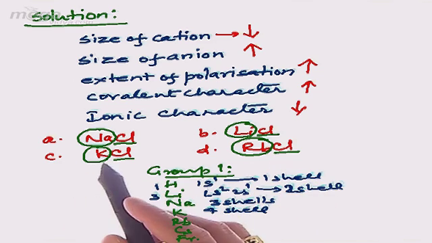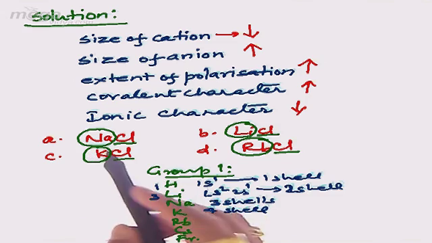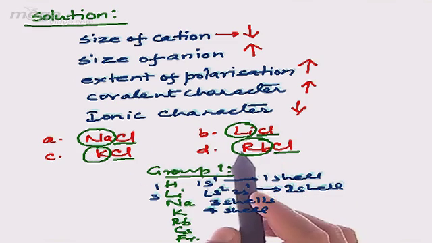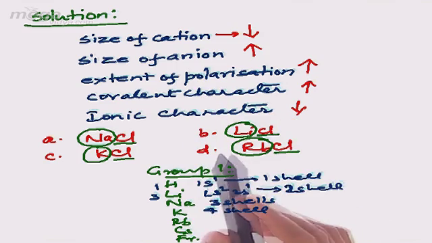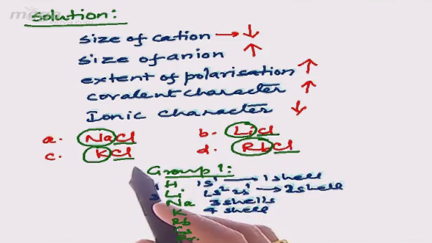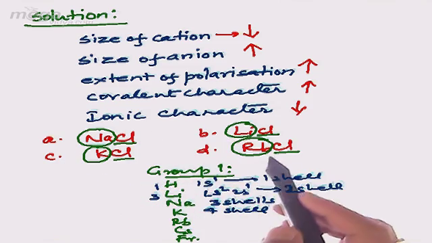Again I am repeating that whenever we have to compare the covalent or the ionic character, we are concerned about Fajan's rule, where we have to check the size of the cation and the anion. As in all the 4 options we have the common anions, we only compare the size of the cation.